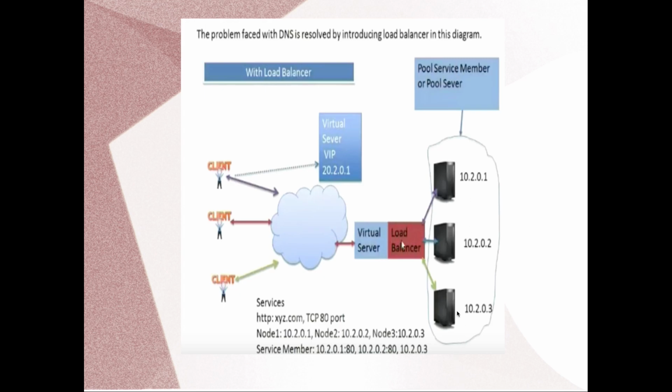And in turn, if this server stops working, it will come to know that the server is not working and it will send the request to these two servers only. Understanding? So let us move on to see what algorithms this load balancer is using to determine which request should be sent to which server.